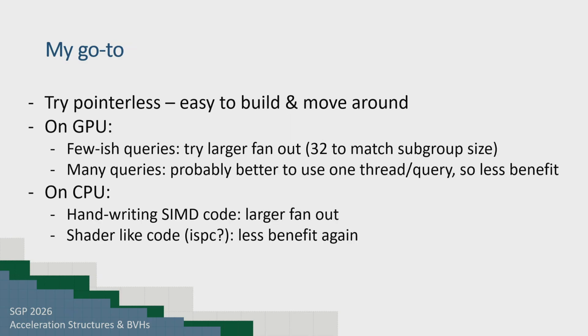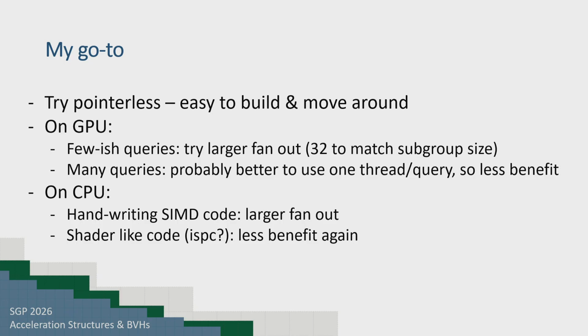So my advice around this would be, if you have to make a choice, try going pointerless. These are super easy to build. Like you sort, you reduce your tree levels. They're easy to move around, so you can build them on the CPU, put them on the GPU, vice versa. Not sure why you would do that, but in theory.